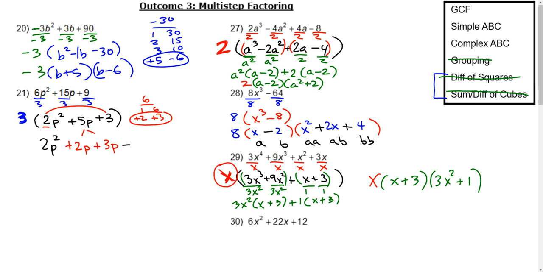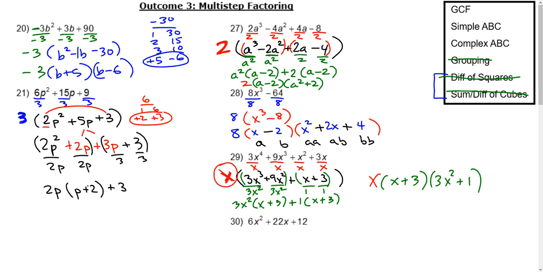Now for right now, I'm going to leave that big fat blue 3 there because I don't want to get confused with the rest of my work. So I'm going to do this grouping stuff first, and then when I'm all done, I'll bring that 3 back into the answer. So this is 2p. This one is 3. So we got 2p, p plus 2, positive 3.